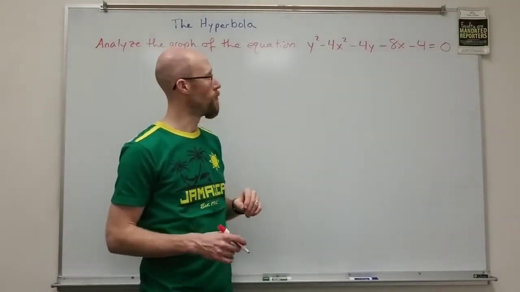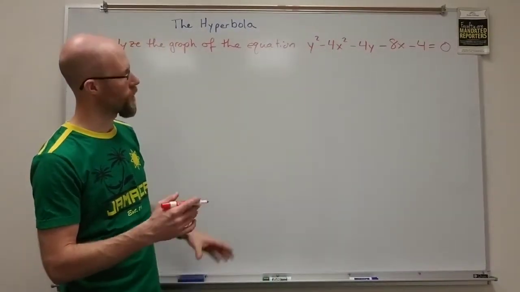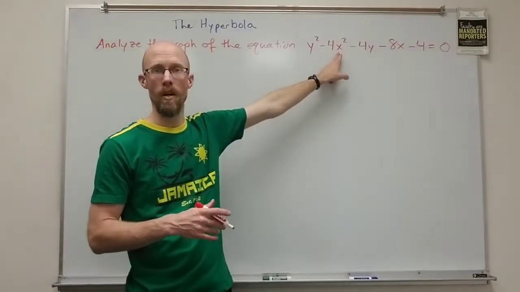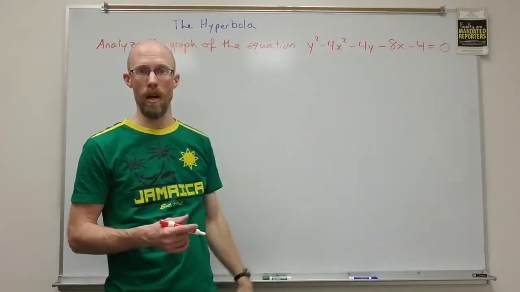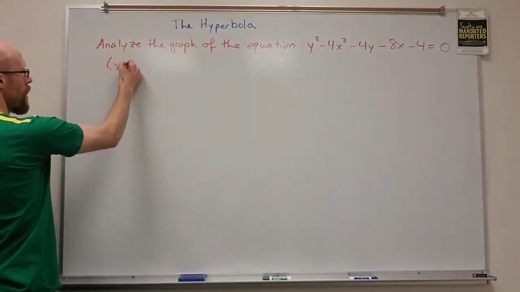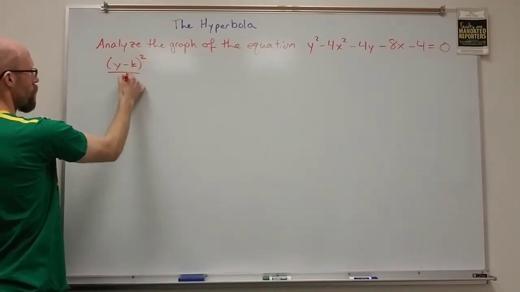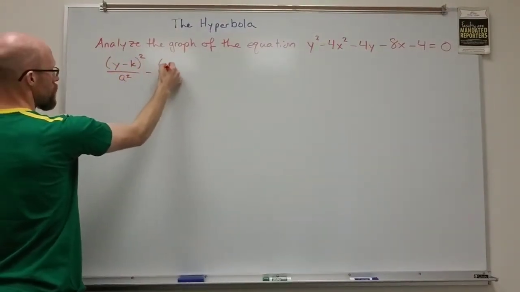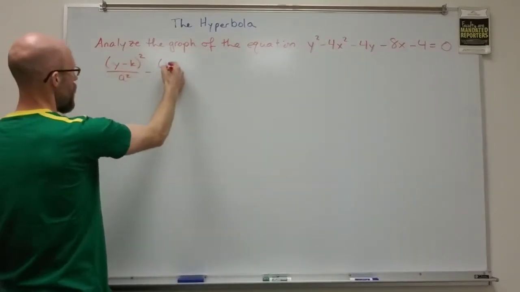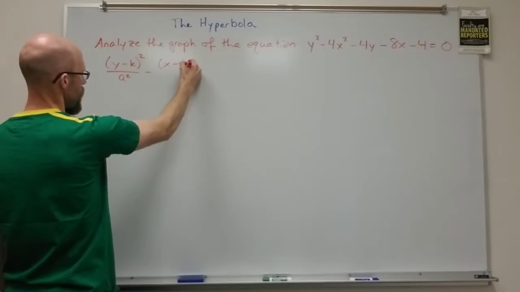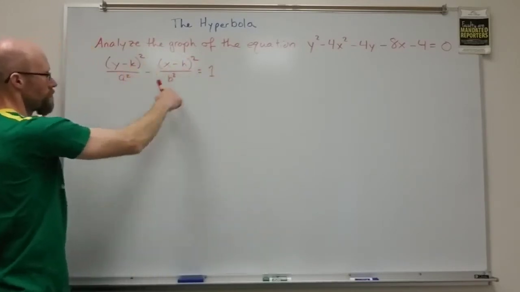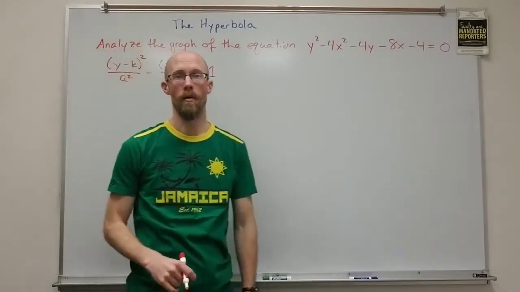So, again, I'm looking at this, and I see that the y squared is positive and the x squared is negative. That gives me a pretty good clue as to how this is going to end up. It's probably going to end up in the form y minus k squared over a squared minus x minus h squared over b squared equals 1. That's the format I want to put it in eventually, okay?